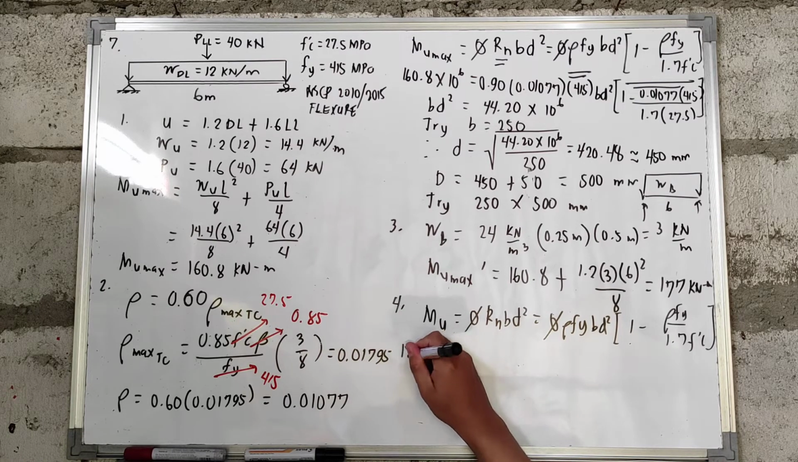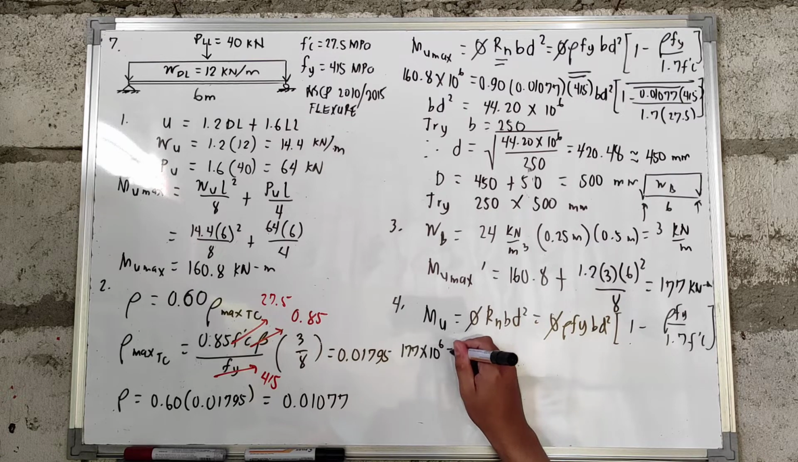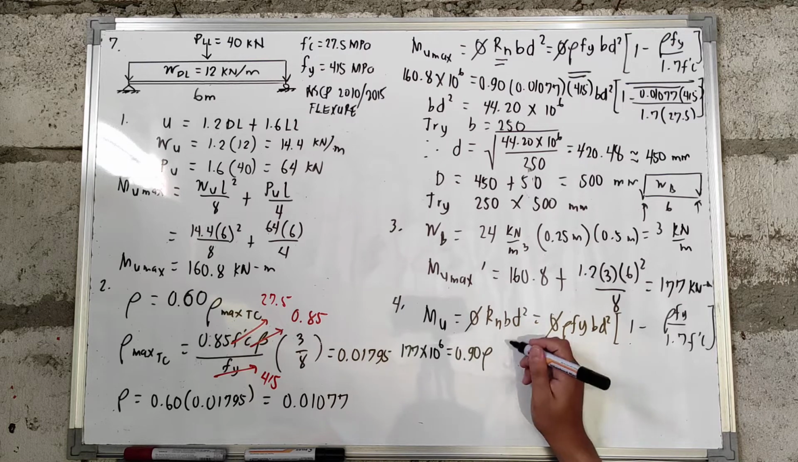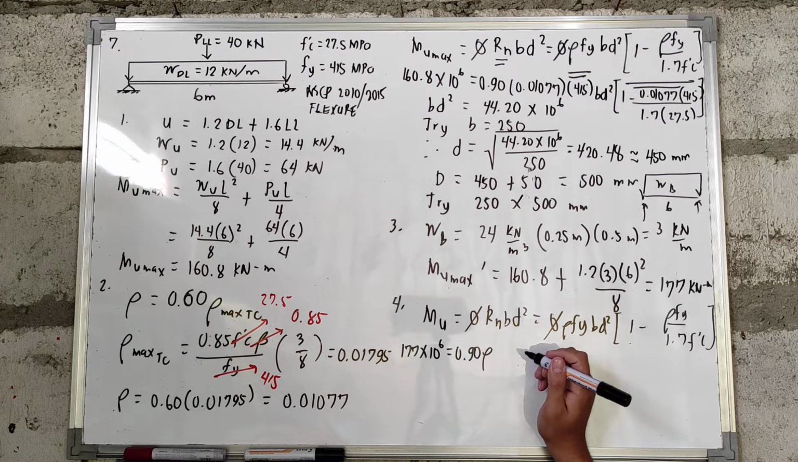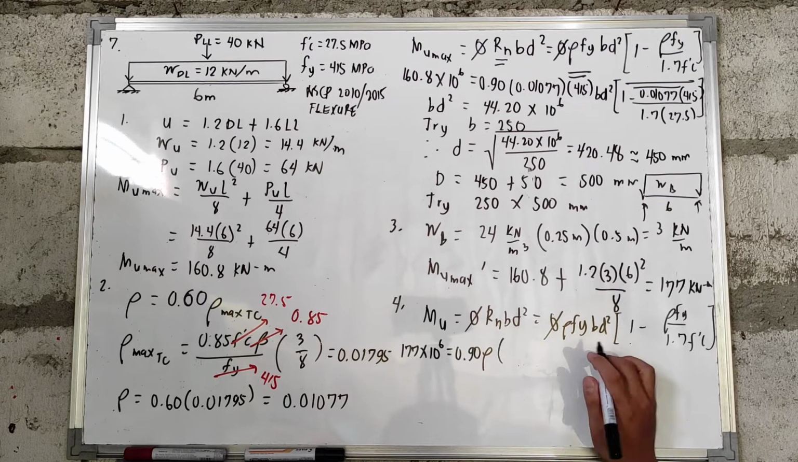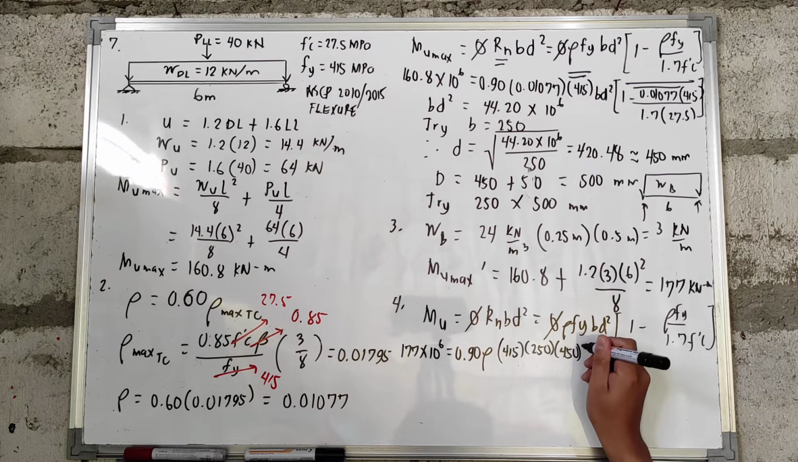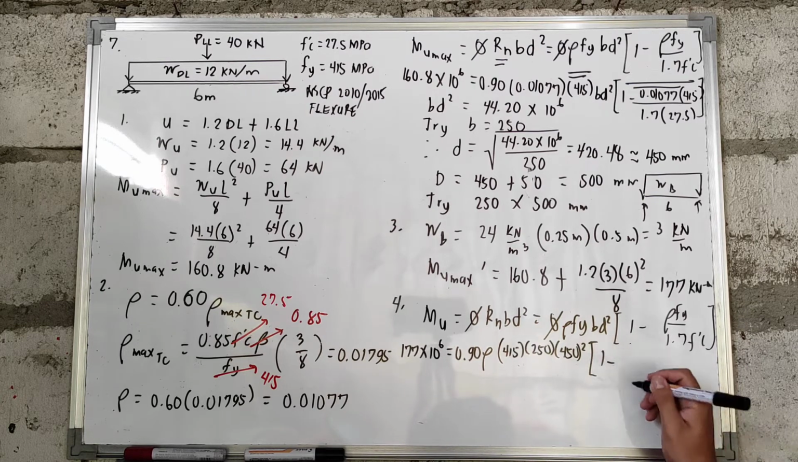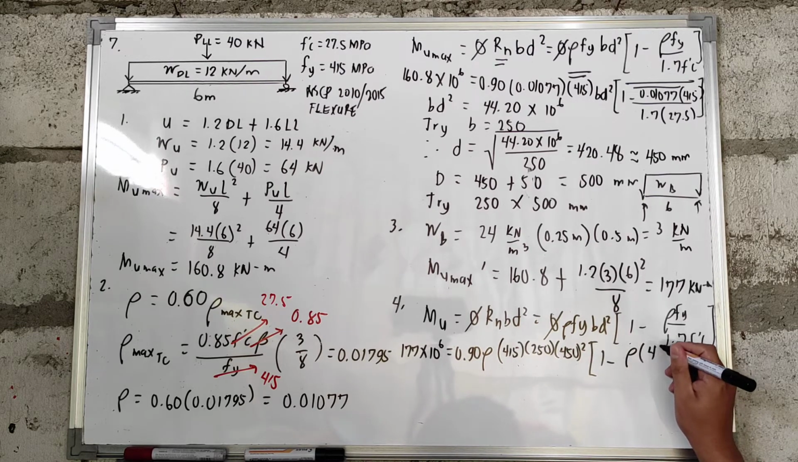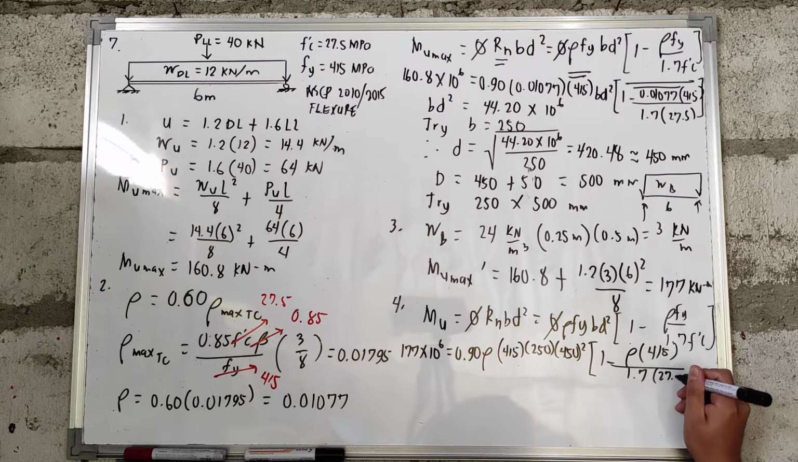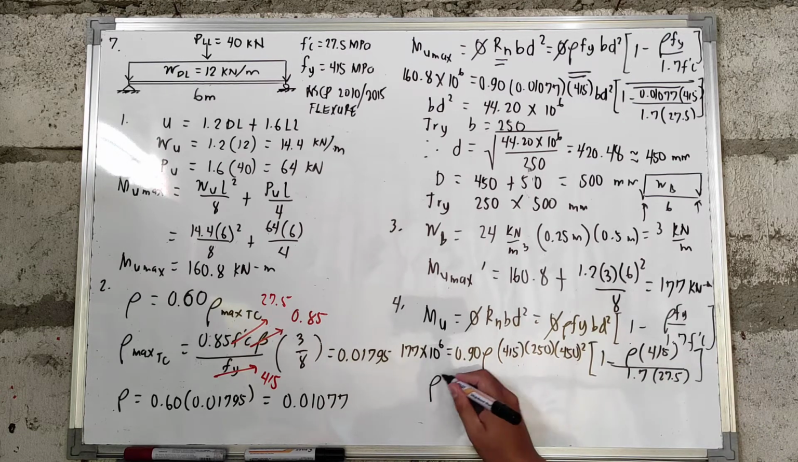So you will have 177 times 10 raised to 6 Newton mm is equals to, we have 0.90 yung rho natin. Ito yung hahanapin nating value ng rho. So that is multiplied by yung Fy natin na 415. Ngayon, meron na tayong value ng BD squared natin, which is 250 by 450 squared. Multiplied by 1 minus yung rho natin, yun yung hahanapin natin, multiplied by 415 megapascal over 1.7, yung F prime C natin na 27.5. So by shift solve, we can now calculate for the value of your rho, which is equal to 0.0103.